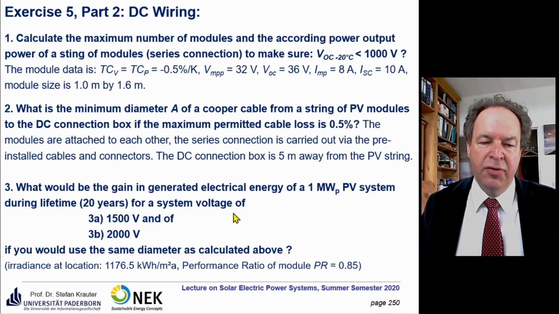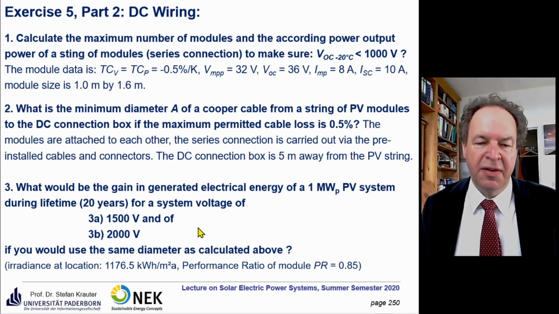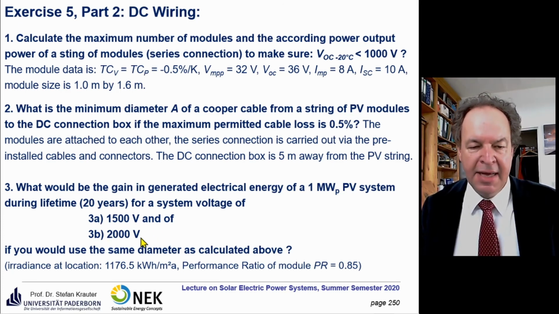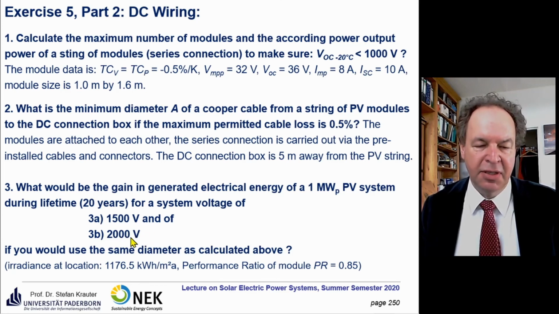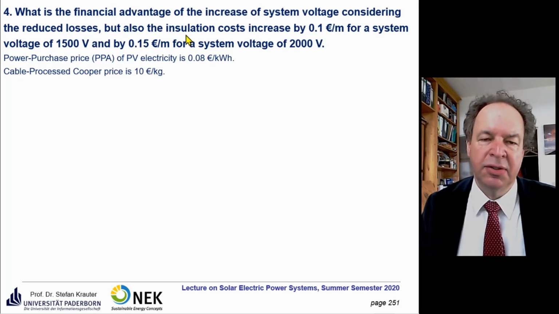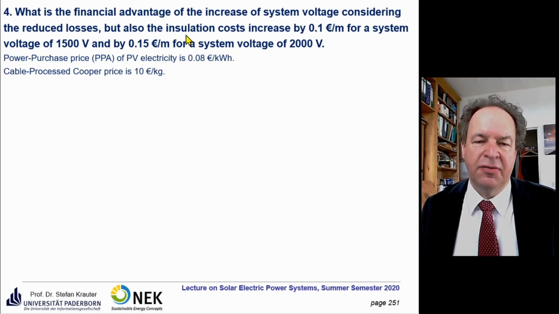And if, instead of 1000 volts, you would change the system voltage to 1500 volts or even to 2000 volts, sure, you have to consider higher insulation costs, but you can consider less copper losses or even less copper for your wiring and so on. So this should be calculated. And here's the financial advantage: what would this bring if you consider the higher costs for the cable, for the insulation of the cable, but less cost for the copper and so on.